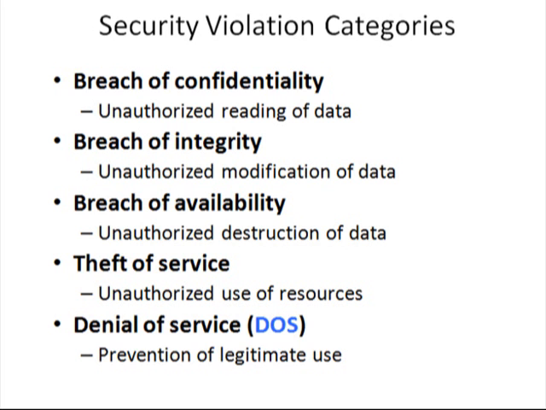Then the next category is breach of availability. Here the software or the attacker tries to get unauthorized access to data and destroy it. Then theft of service is the next category. This is about getting unauthorized use of resources and using them for their own benefit. And one of the most popular violation categories is denial of service, or DOS. This prevents a legitimate program from using the resources it is supposed to use. So prevention of legitimate use is denial of service.